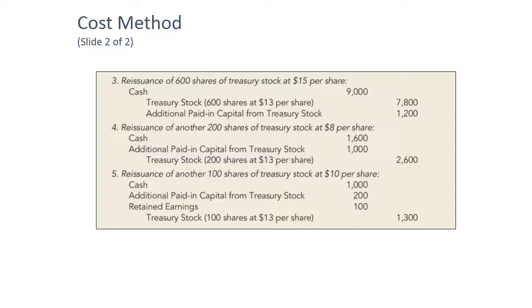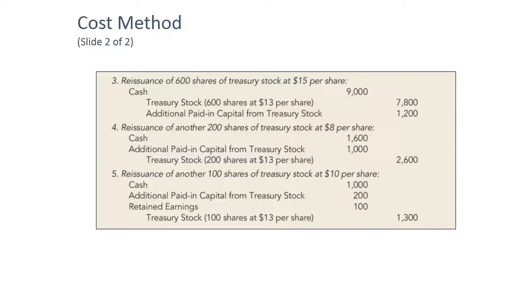Take a look at number 5. They sell the remaining, it looks like, another 100 shares of Treasury stock at $10 a share. So they're going to debit cash for the $1,000 they received. They have to credit the Treasury stock account for the 100 shares they just sold at the original amount they bought them back for, $13. So they sold them for $300 less.